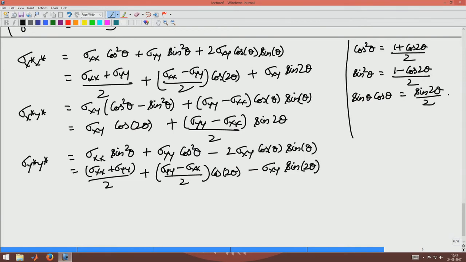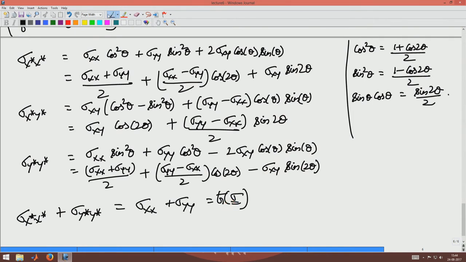Now, before moving further, we want to observe a few things. We can observe that sigma x star plus sigma y star is equal to sigma xx plus sigma yy, that is the trace of sigma. This is straightforward to see. Here the cos 2 theta terms have a negative sign. This is sigma xx minus sigma yy, here it is sigma yy minus sigma xx. So, this will get cancelled. Similarly, sin 2 theta terms get cancelled and hence you have this observation.